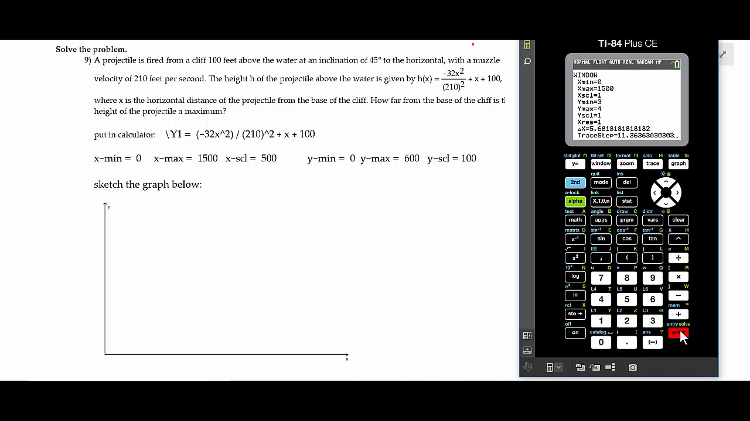Okay, and then we're going to scale that probably by 500. Okay, and then for the y's, we're going to go 0 to 600. And then we're going to scale by 100 like this. Okay, so if you get everything put in, let's see if this gives a good graph.